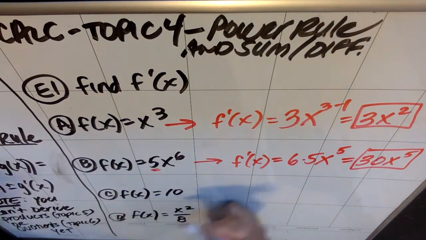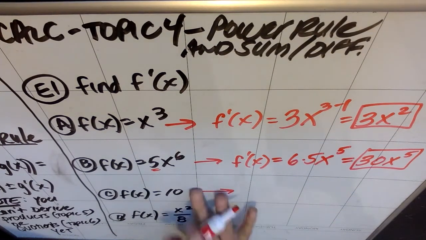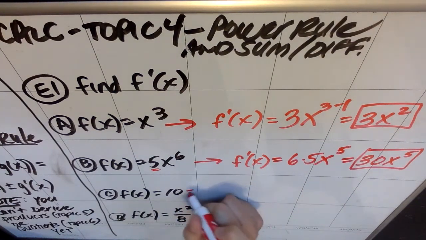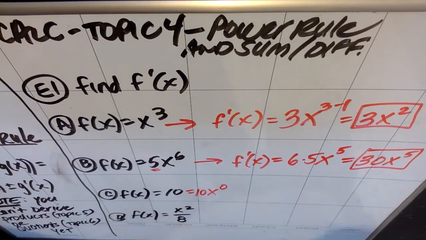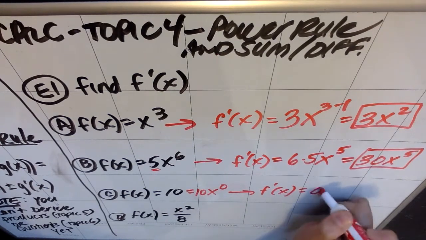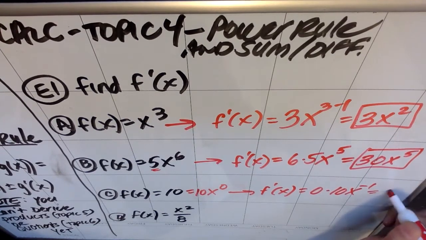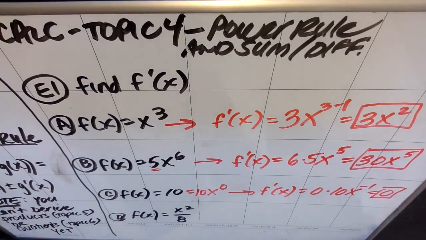Now, this next one, f of x equals 10, you're probably thinking, okay, great, but where's the power of x? Well, let me correct this a little. This is the same as saying 10x to the 0, because there's no x at all. So that means that my f prime of x is 0 times 10x to the negative first, but it doesn't really matter what's next to the negative first because there's a 0 there.